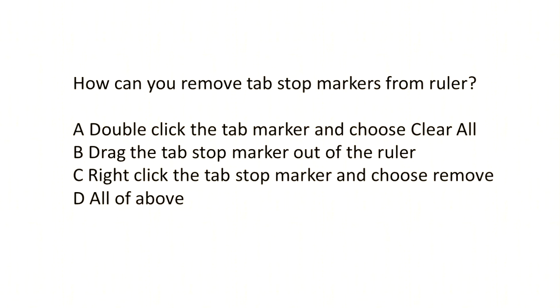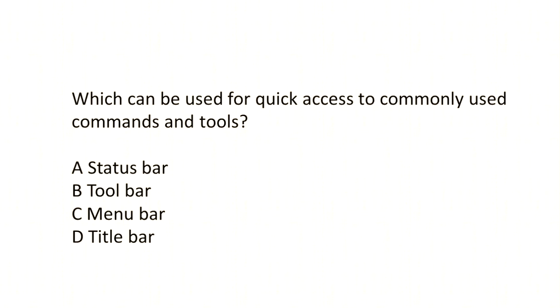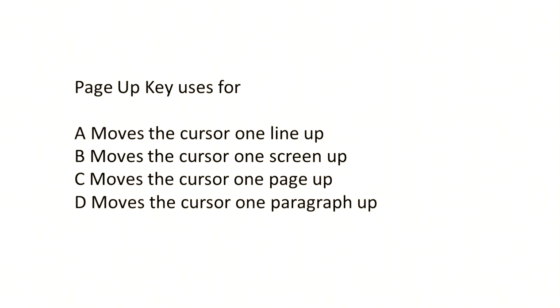How can you remove tab stop markers from ruler? Answer is drag the tab stop marker out of the ruler. Which can be used for quick access to commonly used command and tool? Answer is toolbar. Next, Page Up key is used for moves the cursor one screen up.